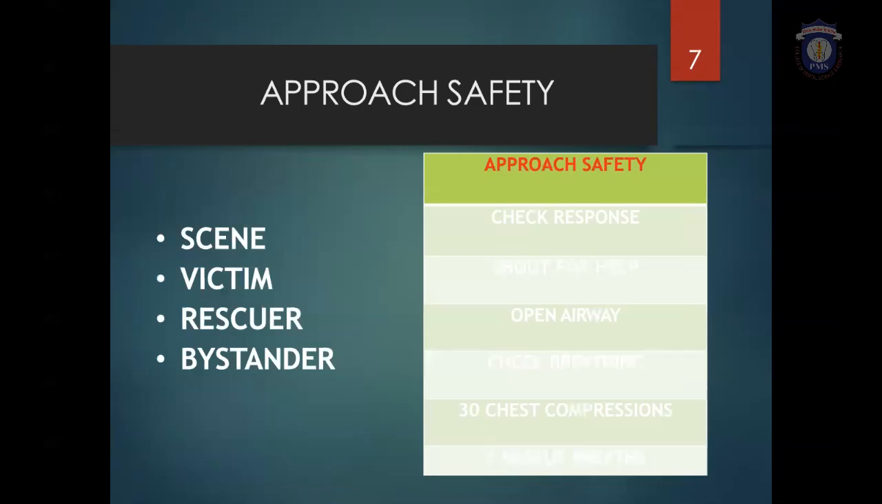The first one is approach safety. The approach safety mainly includes four categories. The first is identify the scene. The second one, identify the victim, whether he is injured or not. The third is number of rescuers. The number of rescuers also plays a pivotal role in management. The fourth one is bystanders. These are the things that have to be considered in case of approach safety.